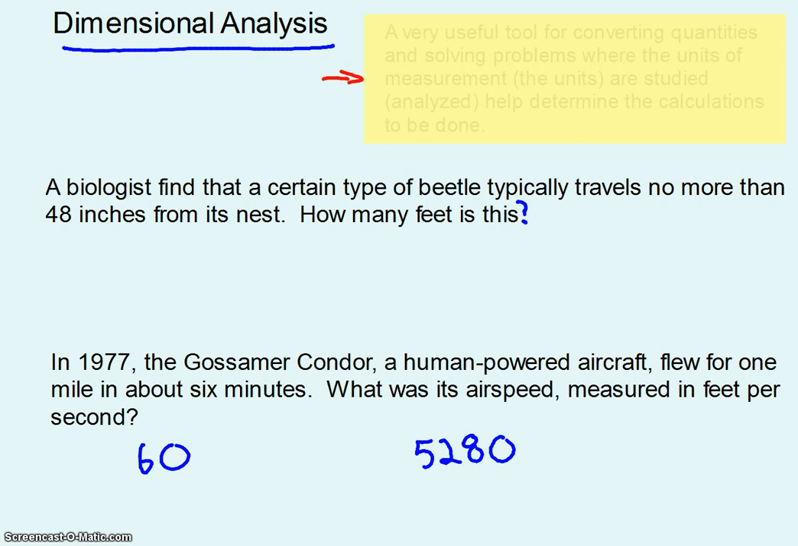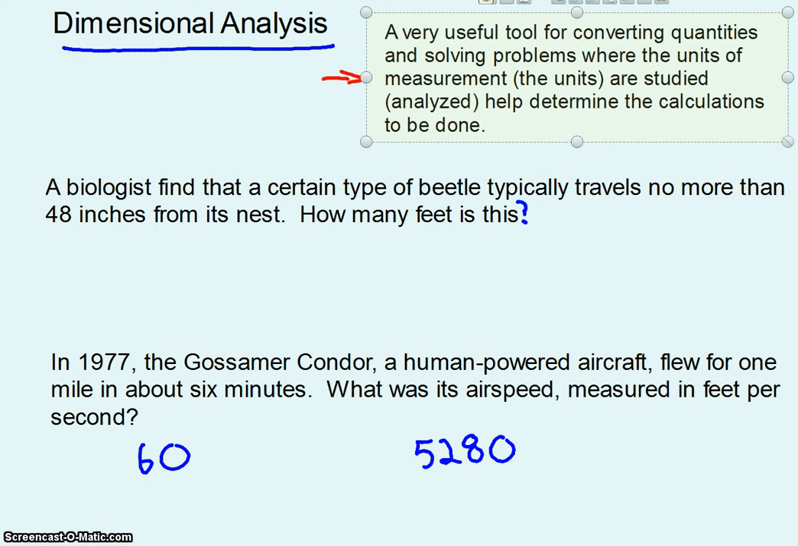So I'm going to show you this definition here. It's a very useful tool for converting quantities and solving problems where the dimensions, the units of measurement, are studied, are analyzed, and help determine the calculations to be done. So we're analyzing the dimensions, in other words, the units.